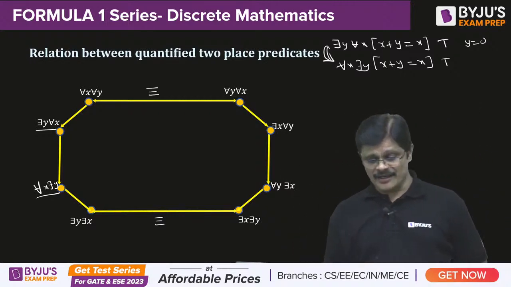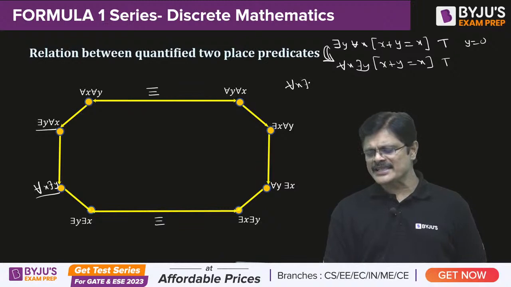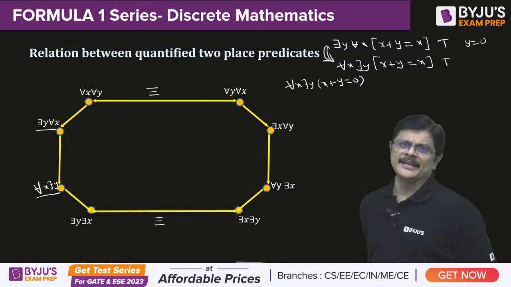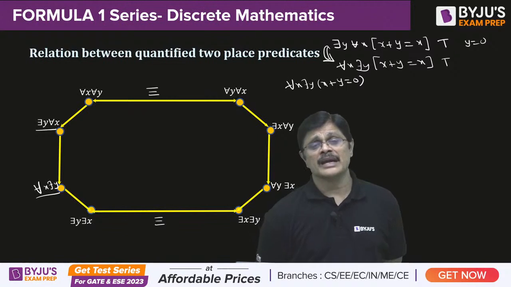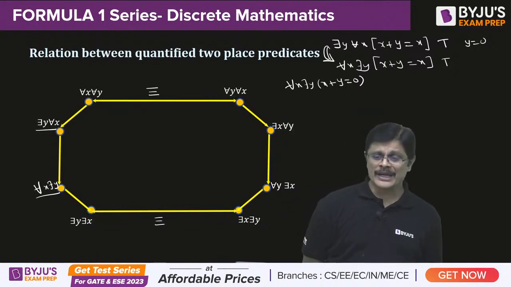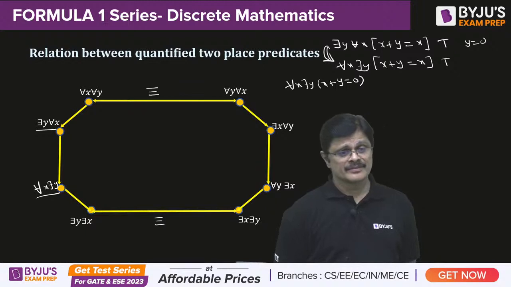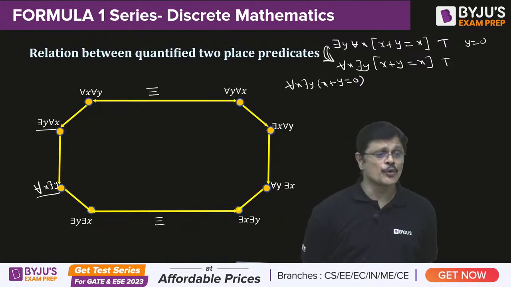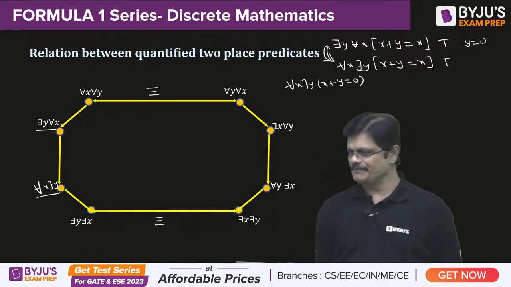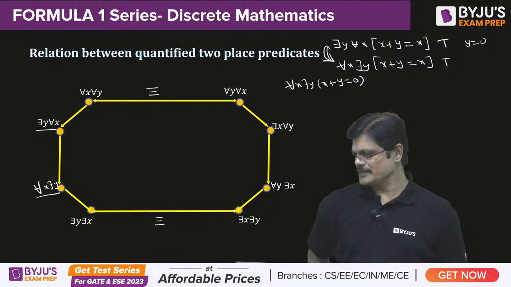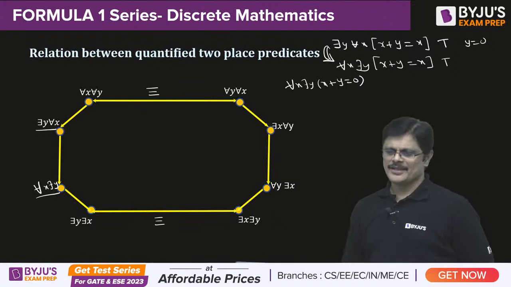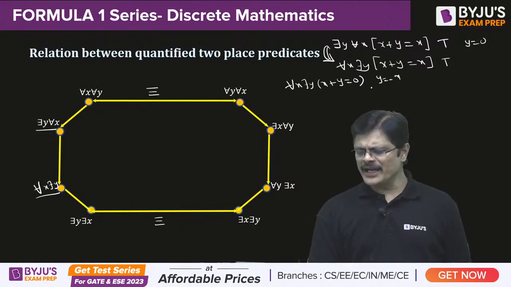Not vice versa. For example, for all x there is a y such that x plus y is equal to 0. For every x you can find a y. What is that y here? If it is true, what is that y? Minus x. So that y is minus x. So here it is true.